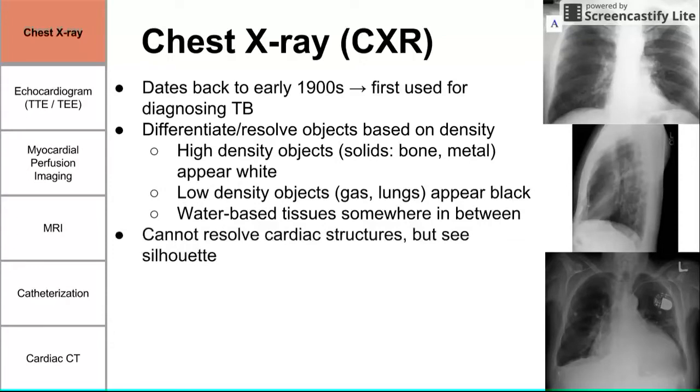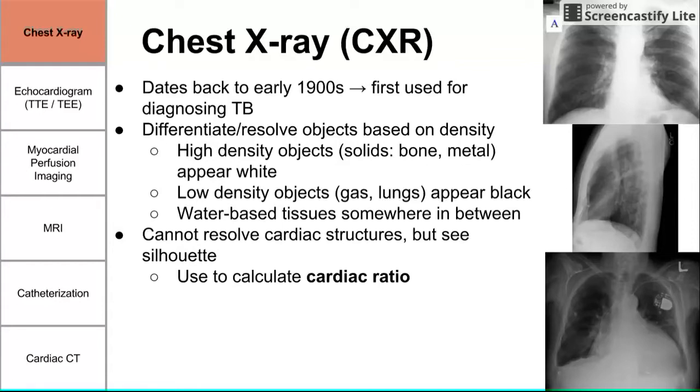One downside to the chest x-ray is that you cannot resolve cardiac structures, but you do see a silhouette of the heart. This means that if you know the general positioning of the heart and the general anatomy of the heart, you can still deduce certain things based on this silhouette. And you can still calculate cardiac ratio.